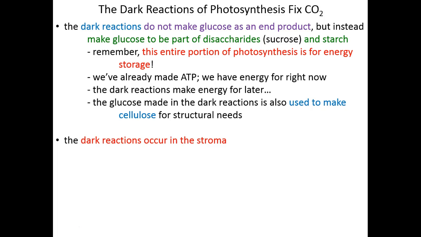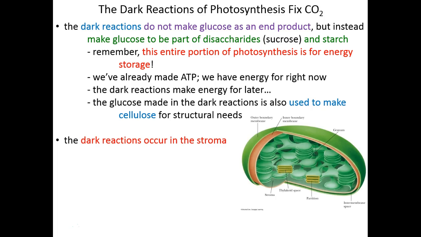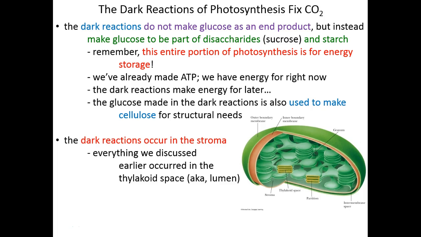Everything we talked about in the last lecture was occurring either within those thylakoid membranes of the thylakoid discs, or in the lumen of the thylakoids, within that thylakoid space. Here, the dark reactions actually occur in the stroma, the open space that lies outside of the grana, but still enclosed by the inner chloroplast membrane. So we're kind of switching our location in the chloroplast as well.